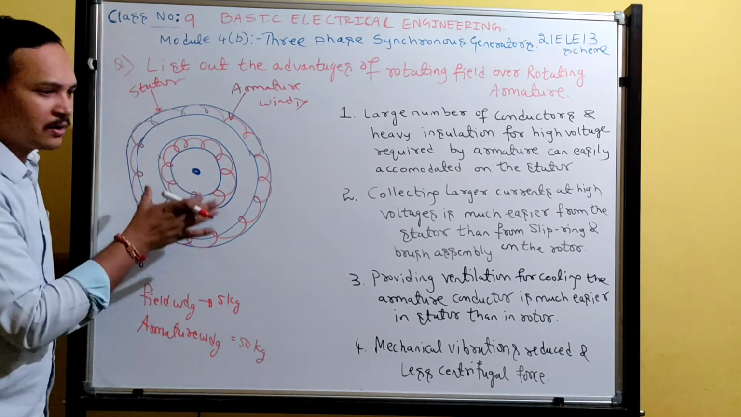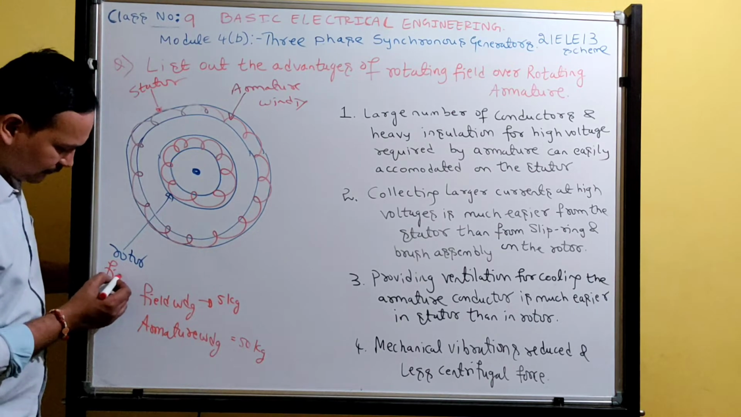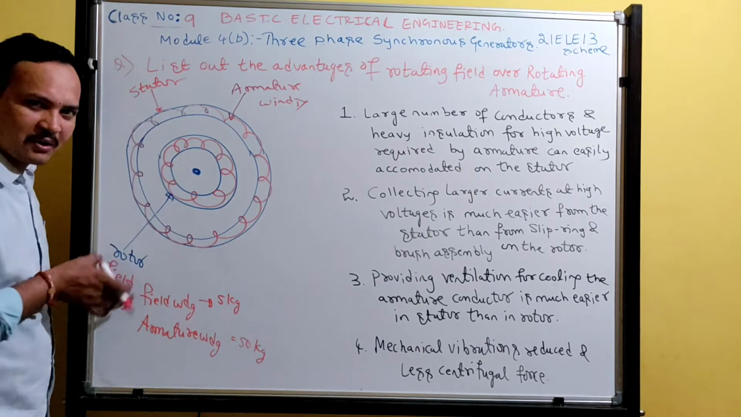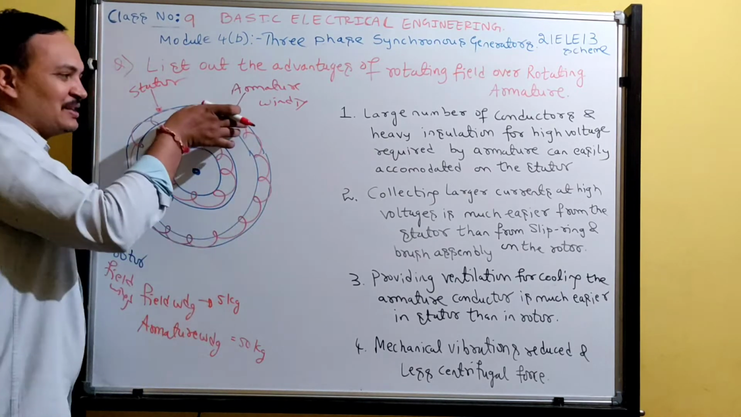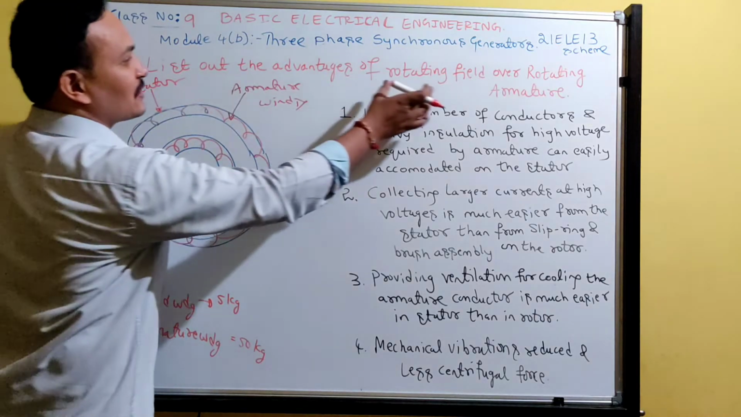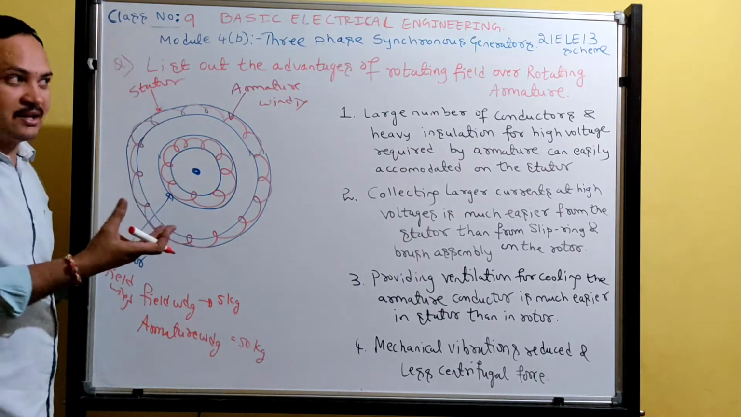Then it becomes what? Rotating field. Then this becomes the rotating field winding. Field winding is placed in the rotor, rotating field. Armature winding is placed in the stator, stationary armature. So now we are discussing the advantages of rotating the field. If I rotate the field, there are a lot of advantages.